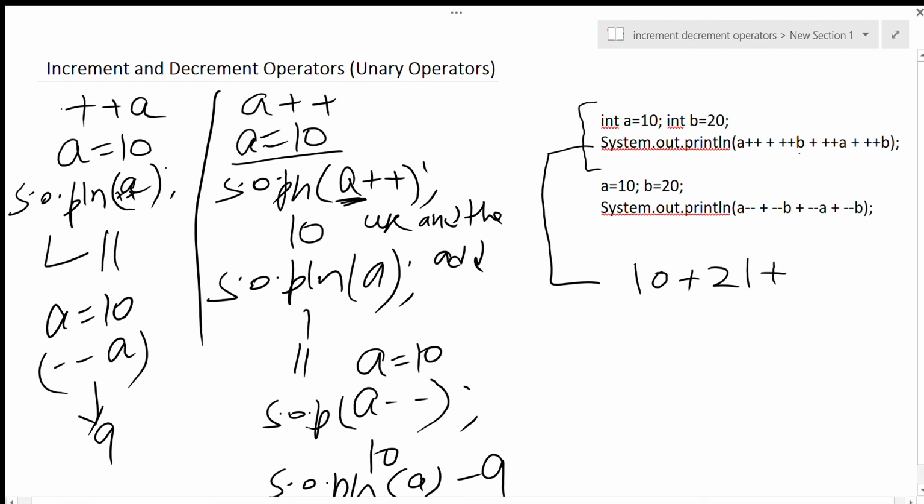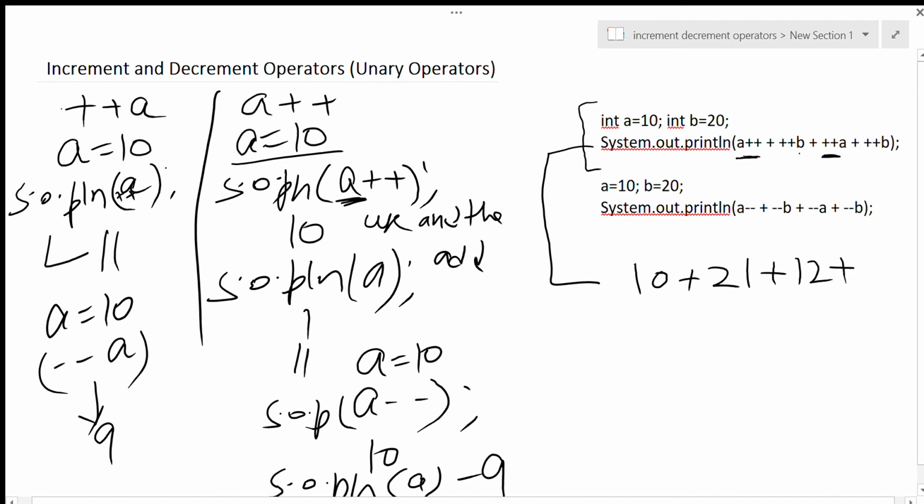Then comes plus plus A. What is the value of A now? Here, we said a plus plus, which means use and then add. So we have used it once. So this becomes 11, and add one more to it. It becomes 12.